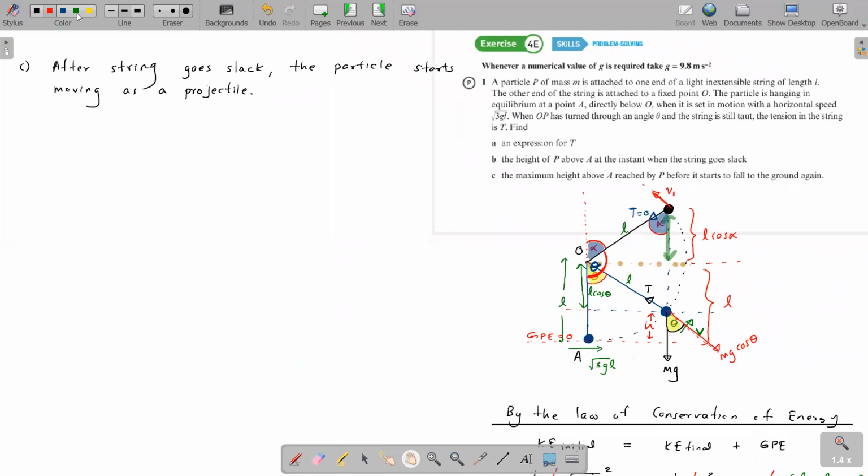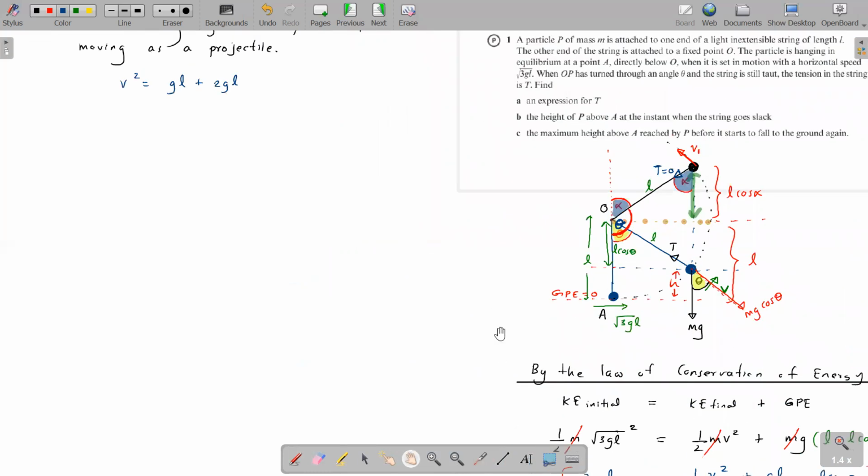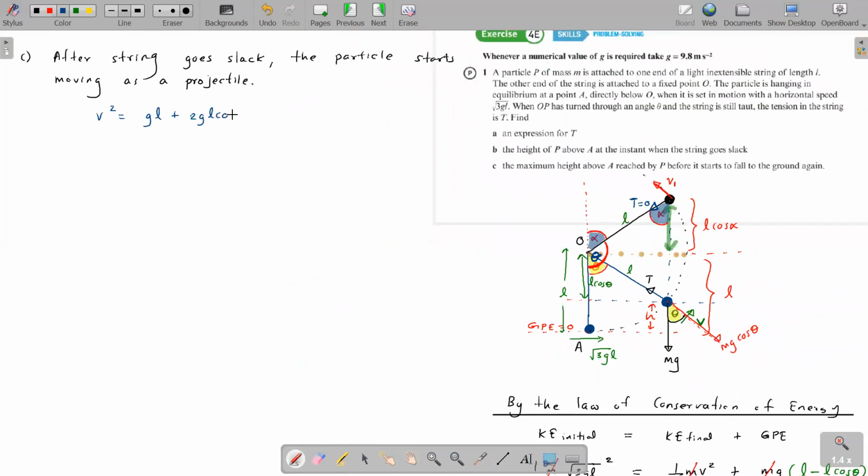So what was the equation? V squared equals GL plus 2GL cos theta. With cos theta equal to minus 1 over 3, taking the common denominator, V squared equals (3GL minus 2GL) over 3. So V squared equals GL over 3.